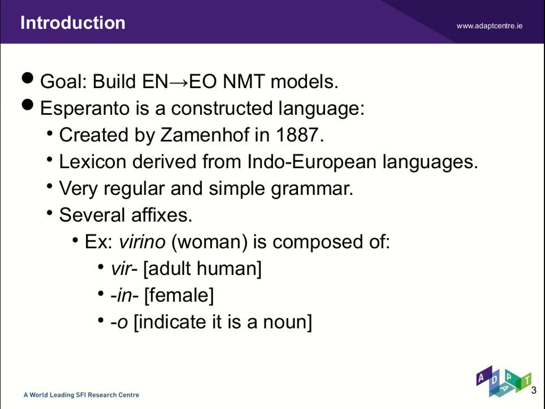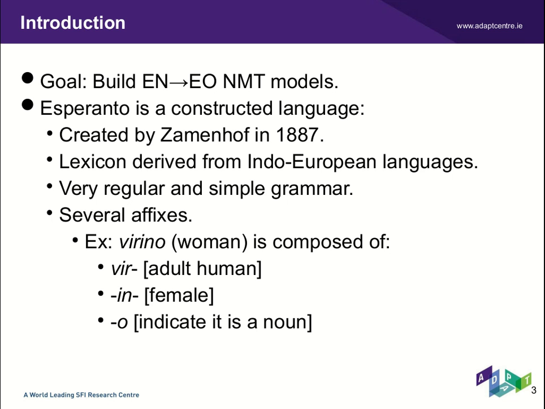So the goal of this work is to build English to Esperanto neural machine translation models. Esperanto is a constructed language. It was created by Zamenhof in 1887. It has a lexicon derived from Indo-European languages like French, English, Italian, German, and so on. And it was constructed to be very regular and has a simple grammar.